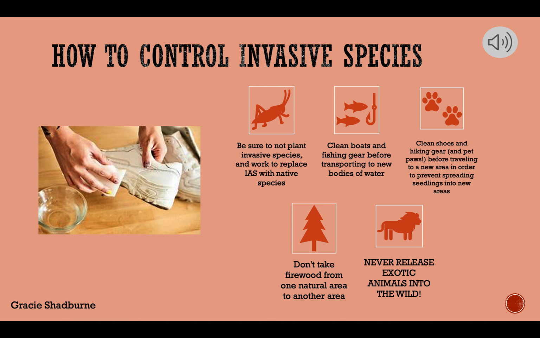There are many ways to control invasive species and keep them contained in their environment. Here are a few ways how. Be sure to not plant invasive species and work to replace invasive species with native species. Clean boats and fishing gear before transporting to new bodies of water. Clean shoes, hiking gear, and pet paws before traveling to a new area in order to prevent spreading seedlings into new areas. Do not take firewood from one natural area to another area, and never release exotic animals into the wild.